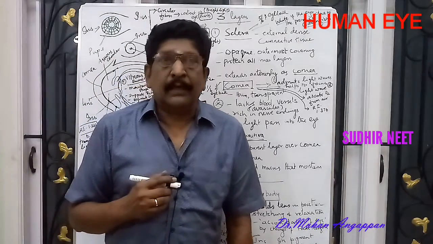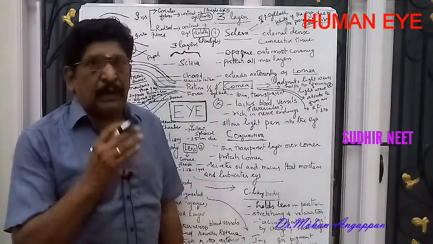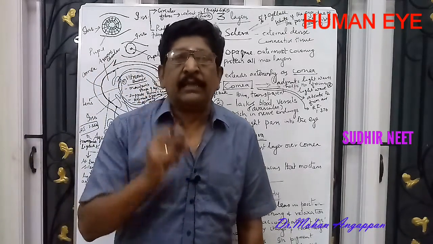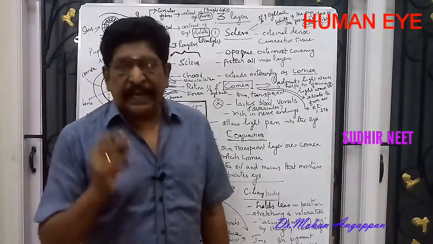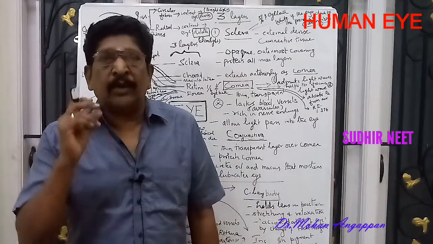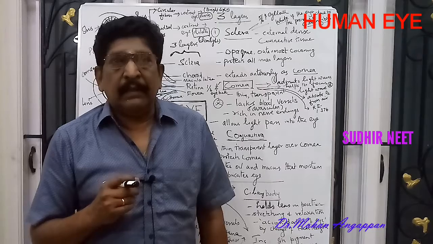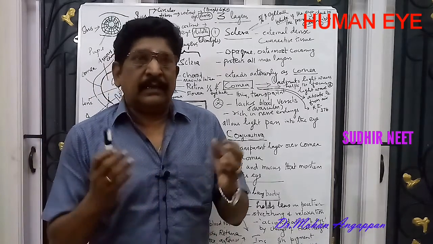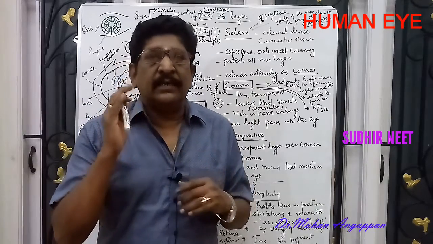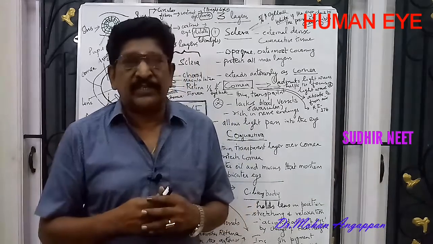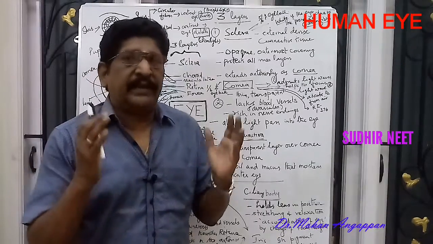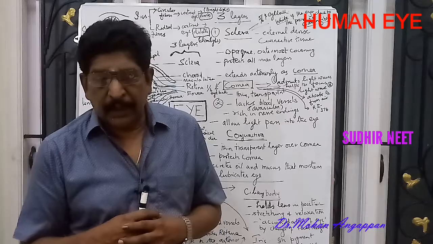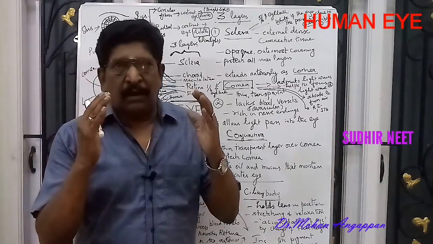Today, as a continuation of the neural coordination, let us take up the topic on the human eye. See guys, the eye is the organ of sight. It collects and refracts light to the brain, to the central nervous system. Where is it located? The eyes are located in the eye orbit, or the orbit of the skull.